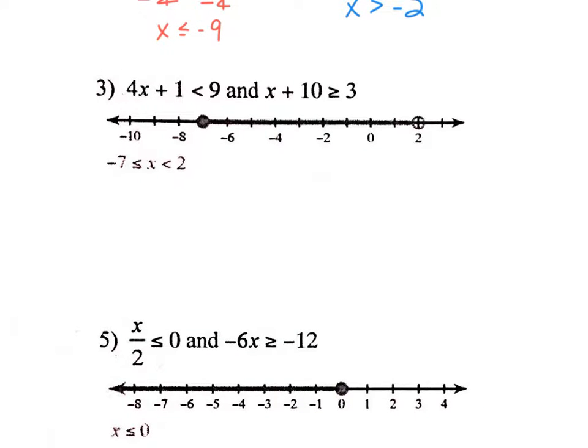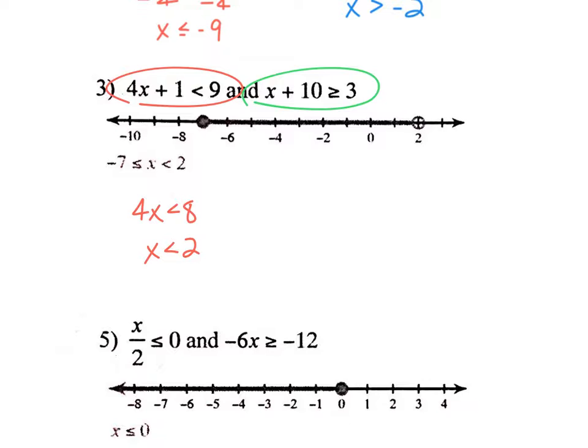Question 3. All right, so my first one, I'm going to subtract 1 from both sides. That's 4x is less than 8. So if I divide by 4, x is going to be less than 2. On my other side here, I'll do that in blue. I'm going to have x, subtract 10 from both sides, is greater than negative 7. This time it's and, so I can't just put what I want to on the final graph.